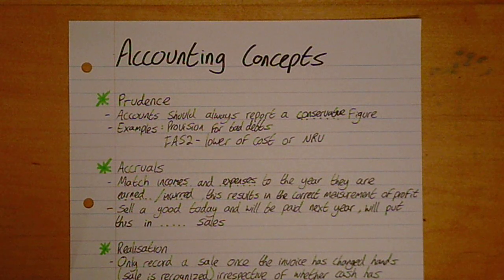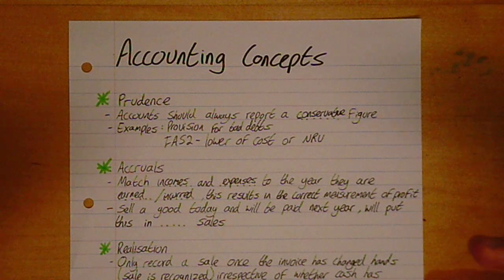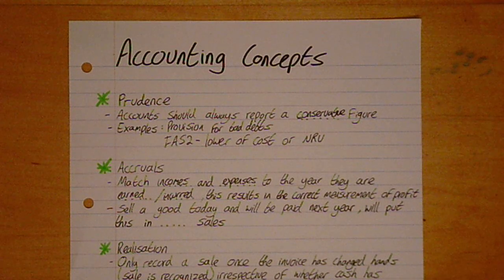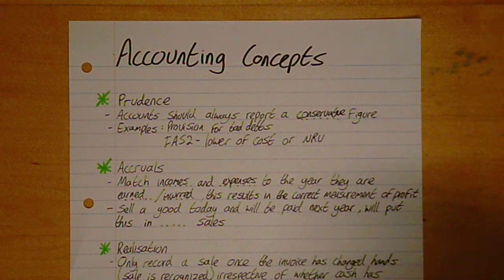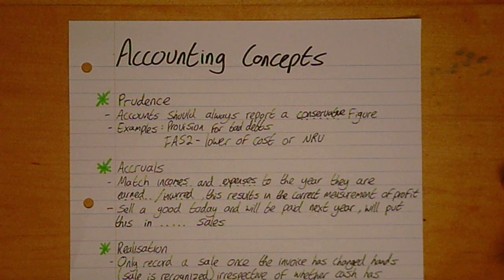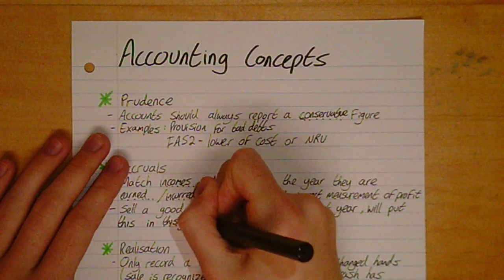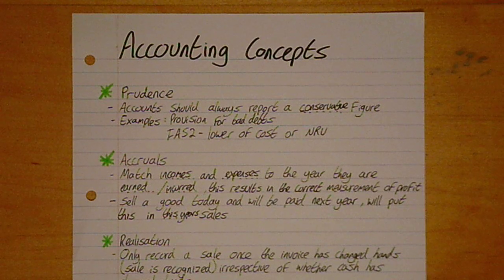This results in the correct measurement of profit. So this is a good example. I sell a good today, but I'll only be paid next year. So say if I sell a car and I give them a year's credit, I say, right, you pay me next year. Which year of sales will I put this in? Say I sell cars, it's not a non-current asset, I buy and sell cars, I'm a second-hand car dealership. So I sold it today, but I received the money next year. I'm going to put it in this year's sales.